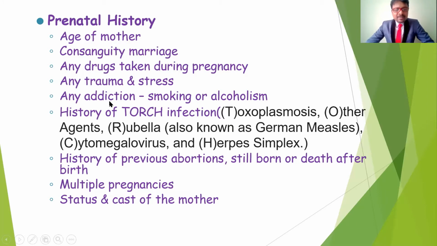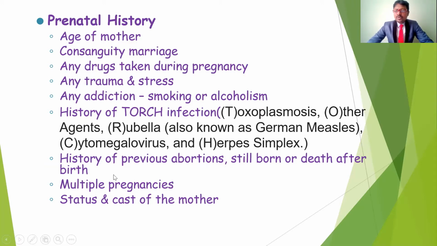And also any history of infections such as TORCH infections. TORCH means toxoplasmosis, other agents, rubella or German measles, cytomegalovirus, and herpes simplex. Any virus or infection from these may also cause cerebral palsy. Any history of previous abortions, stillbirths, or deaths may also lead to cerebral palsy complications.